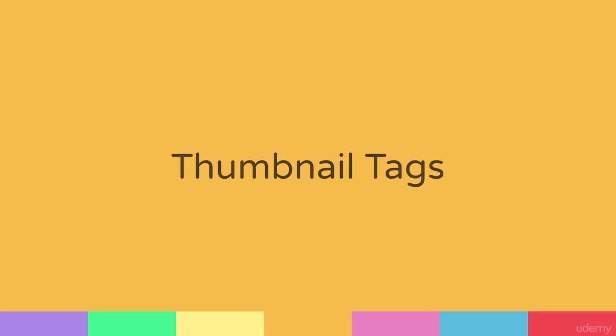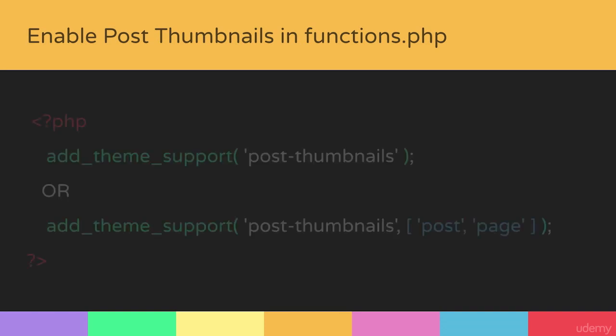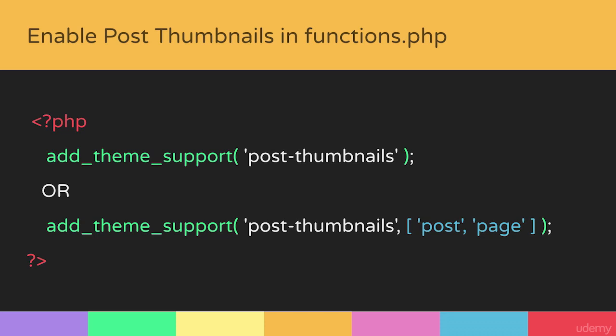In this lesson, we are going to look at the important topic of thumbnail tags. Now, thumbnail tags are often associated with posts, but they also work for pages and custom post types as well. In order for post thumbnails or other types of thumbnails to work, they have to be enabled in our theme's functions.php file. So the easiest way to do that, or actually the only way to do that, is to use add theme support for post thumbnails.